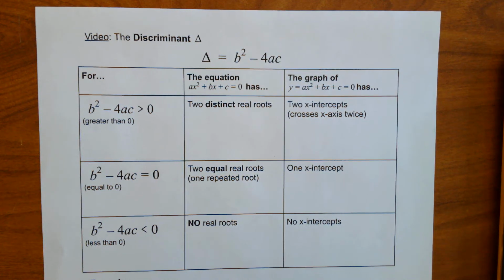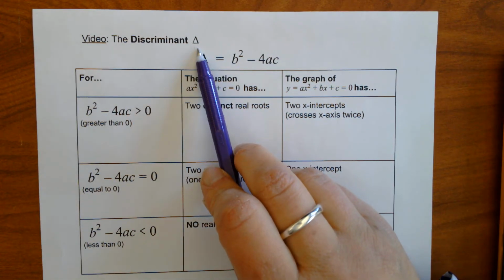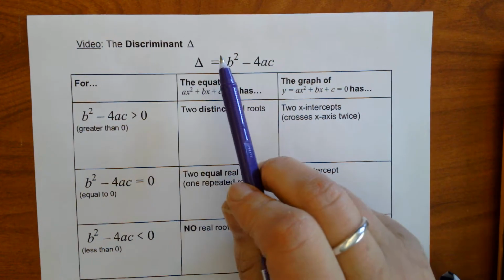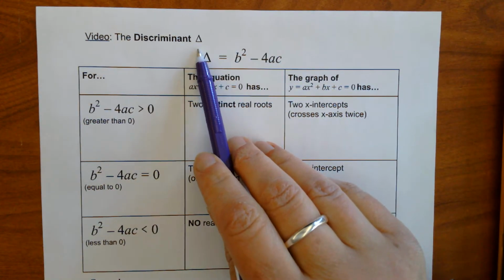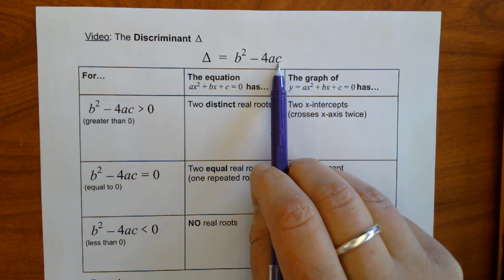Hello, this is Dr. Mears, and today we are going to be learning about the discriminant. And the discriminant actually has a symbol attached to it. IB attaches the delta symbol for discriminant, I guess because it starts with the letter D. So cool, this is a Greek letter. So delta, or the discriminant, equals b squared minus 4ac.